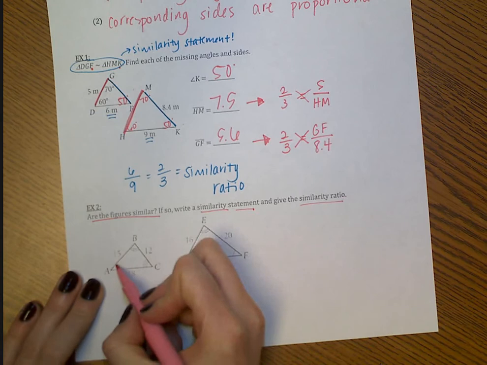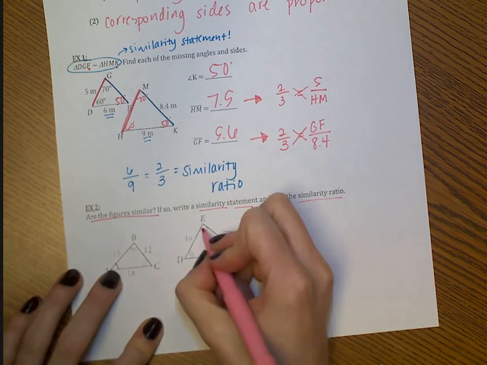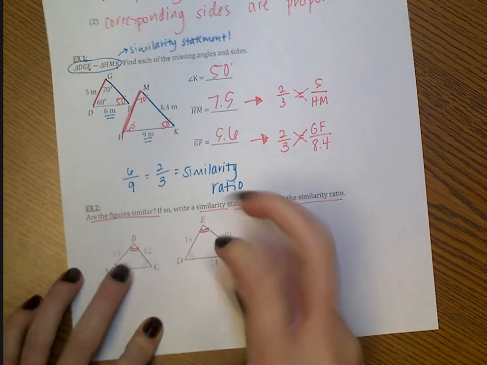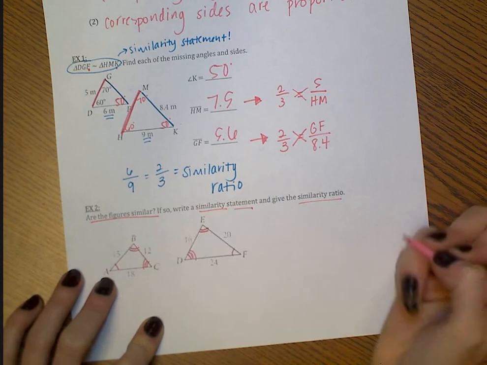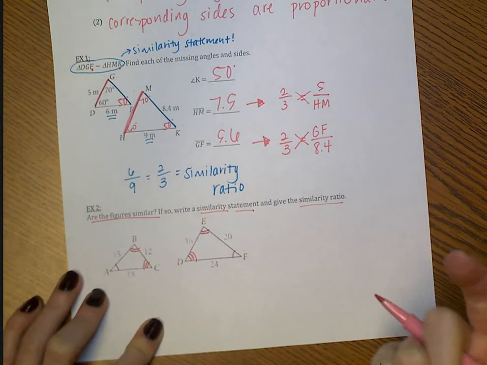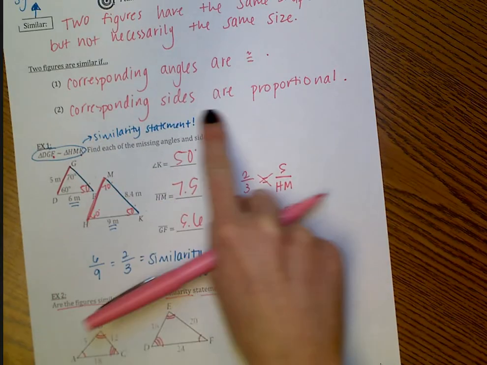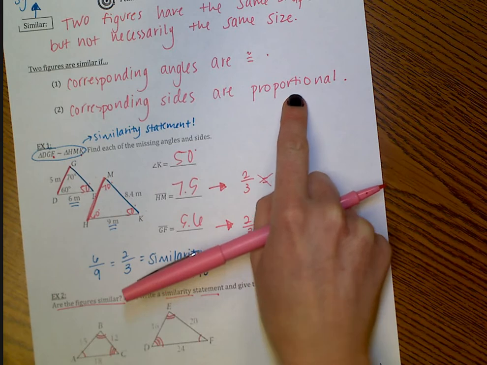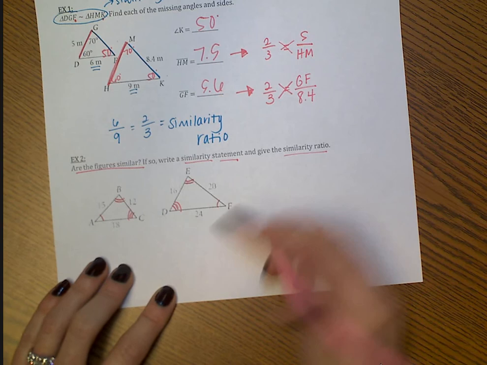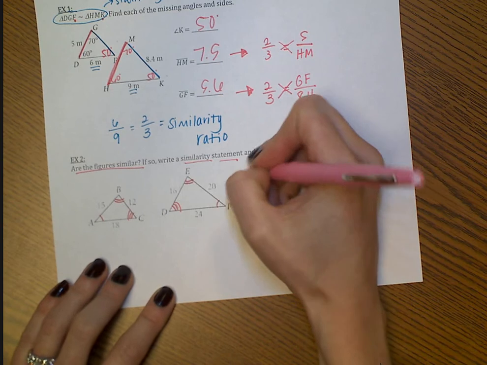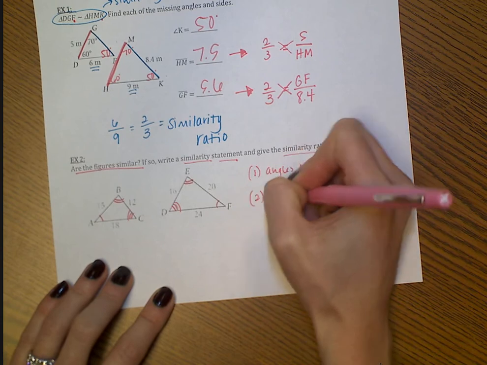Let's see, I see one pair of angles being congruent right there. I see another pair being congruent up here, and I see this third pair being congruent. So I have 3 pairs of congruent angles, so the angles check out. Now I need to check and see if corresponding sides are proportional. If they're proportional, you guys, they have the same ratio. So just make a note. I checked out the angles. Now I gotta check the sides.